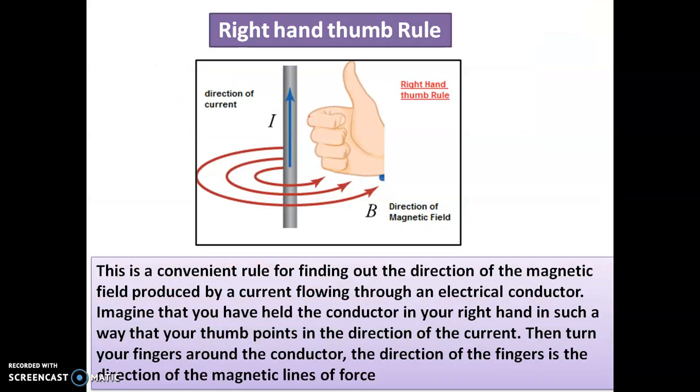Now we move further to the right hand thumb rule. Now, what is this right hand thumb rule?